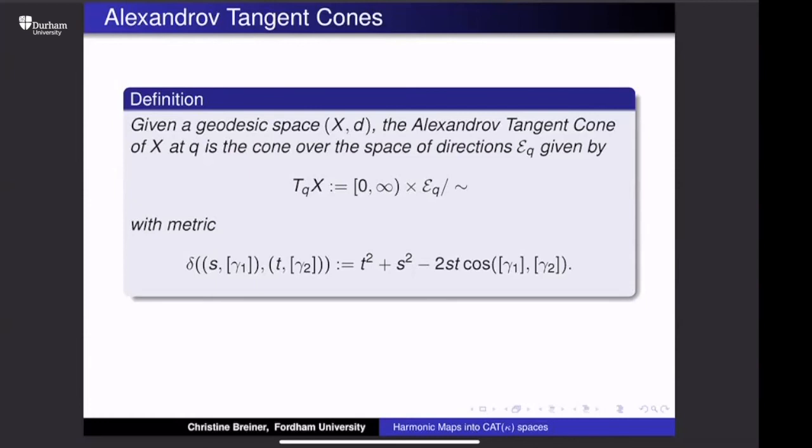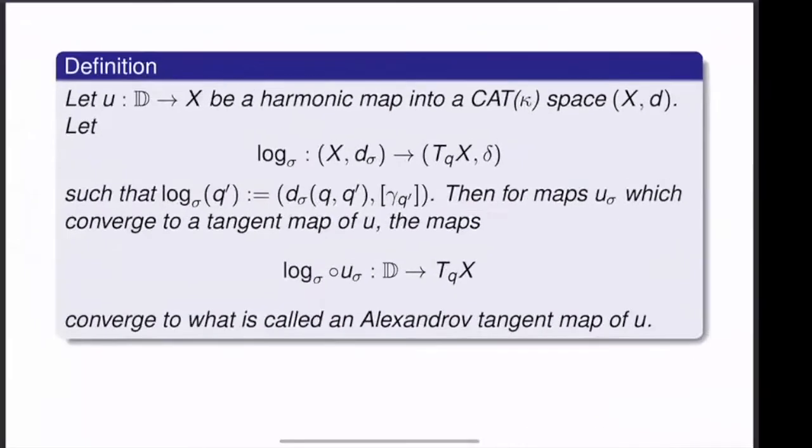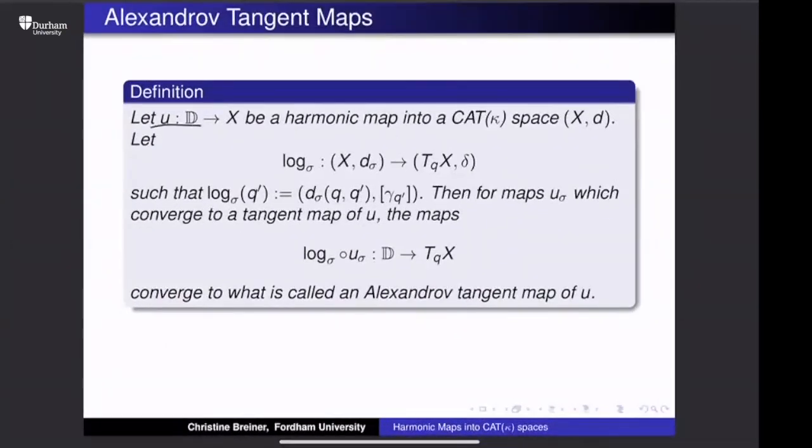So what is an Alexandrov tangent map? I do not want to define a tangent map because it's very involved in this case. But I'm going to tell you that if you had a tangent map for u, then you construct an Alexandrov tangent map from the limits of the tangent maps for u. So the idea is, you have your harmonic map. You have this log map that takes, for any measure you put on your metric space, the log map takes it into the tangent cone with that measure given on the previous slide by this method.